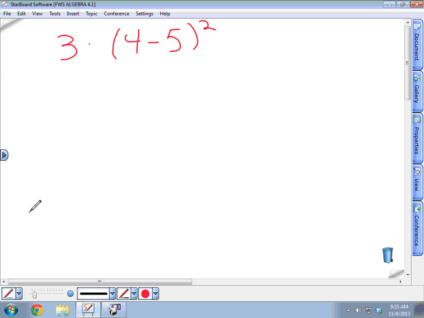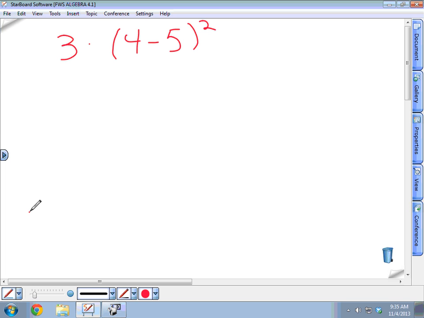Okay, what do you got? 9. Who else has 9? Raise your hand if you have 9. If you have something else, raise your hand. What do you have? I have 3. Who else has 3? It better not be negative 3. Who else has an answer other than 9 or 3? Raise your hand if you have something else. What do you have? 27. So I have 9, 3, and 27. Okay, so let's do it.